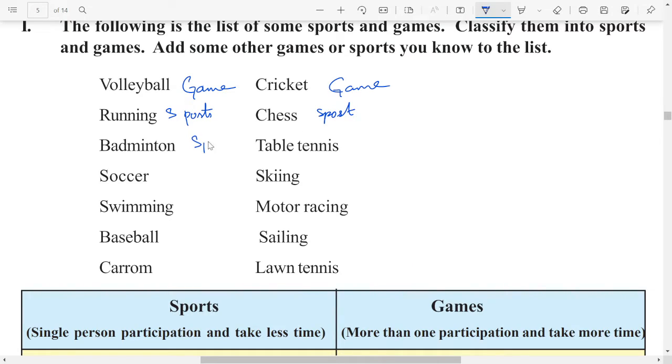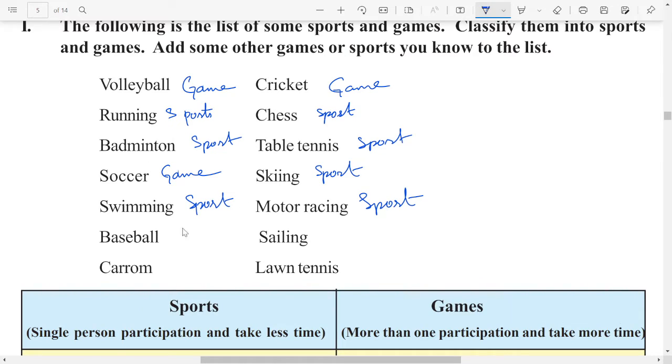Next, badminton is also a sport. Table tennis is also a sport. Soccer is a game. Soccer is football. Okay, that is a game. Next one, skiing. Skiing is a sport. Individual one. Swimming is also a sport. Motor racing is also a sport.